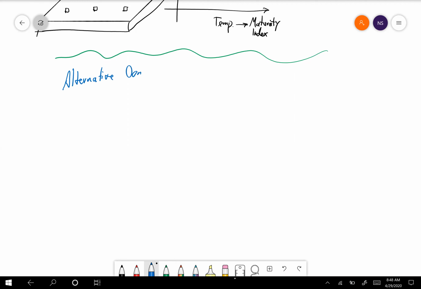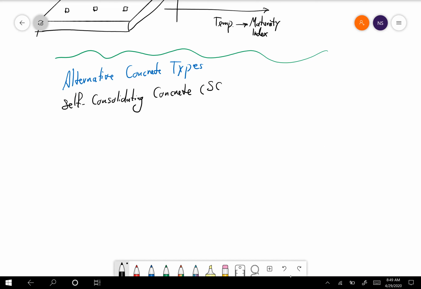So, alternative concrete types. One of the very famous ones is called self-consolidating concrete, or self-compacting concrete, or they call it SCC.